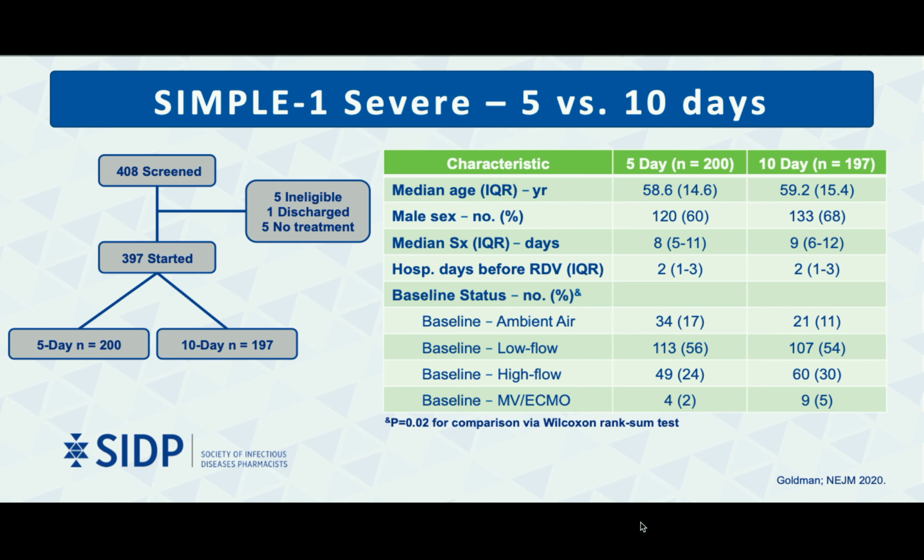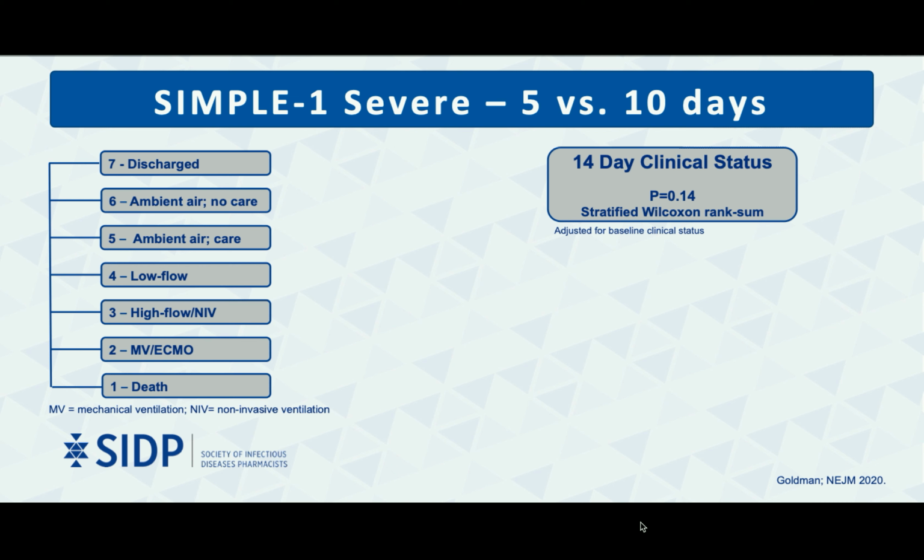The primary outcome for Simple 1 was day 14 clinical status as assessed by the 7-point ordinal scale on the left, which is similar to those used in previous studies, except the severity ranking is flipped, meaning that death is category 1 and higher ordinal categories are actually better outcomes for this scale. The results of the primary outcome analysis did not show a significant difference between 5 and 10-day treatment durations via Wilcoxon rank sum tests stratified by baseline clinical status.